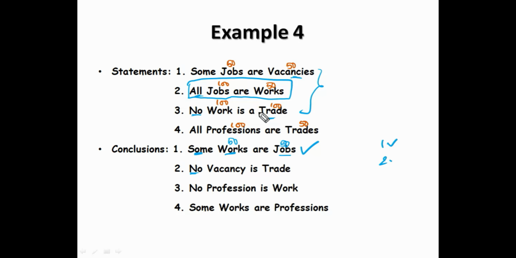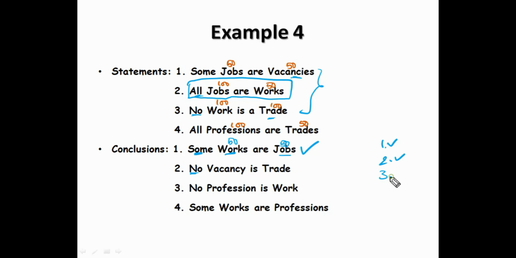Second step, check can you combine or not. So what is the common element from first and second? Jobs is common and at least one is 100. Yes. In second and third, what is common? Work is common, at least one is 100. Yes. So we can combine.